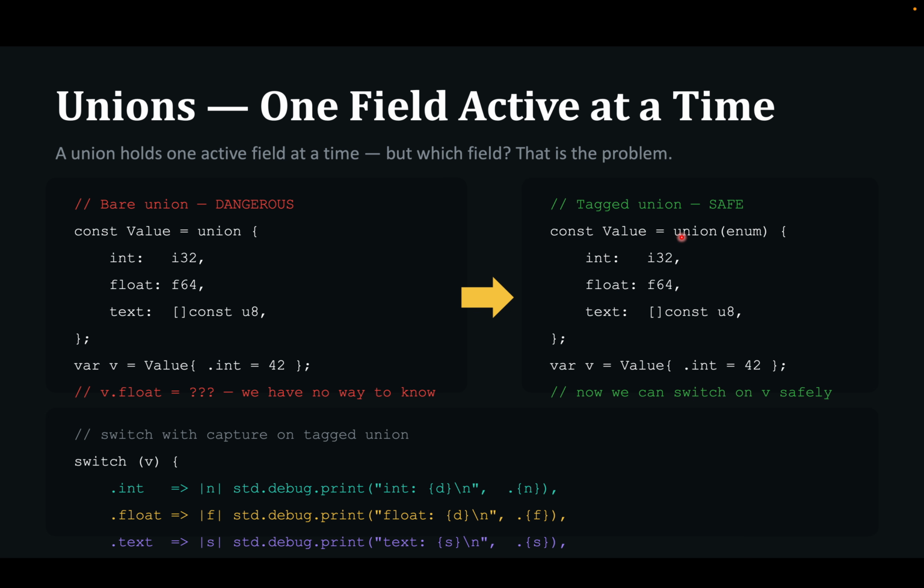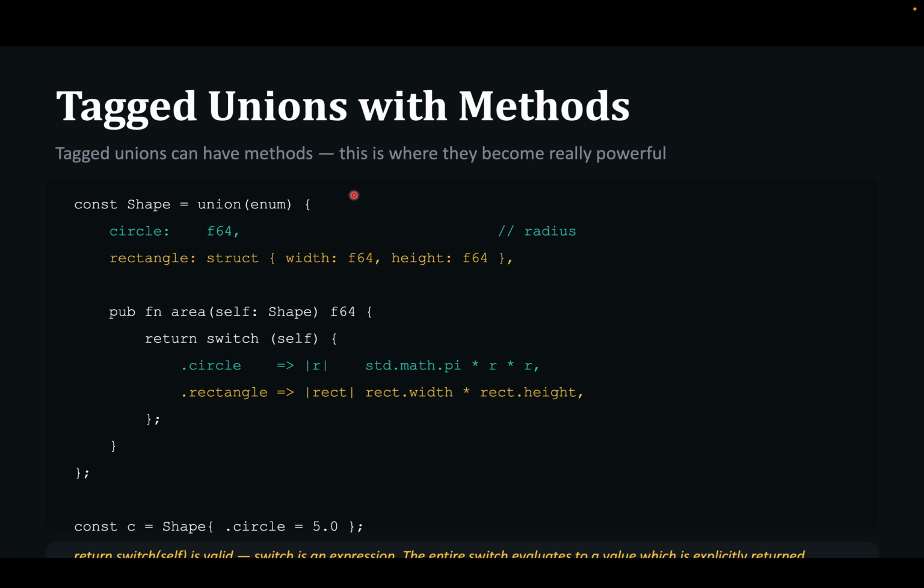What union enum does is basically create a tagged union, generating one variant per field. So instead of passing just union here, you're using enum here. This is the difference between a bare union and a tagged union. Now in the switch case, you can easily switch between int, float and text, which is not possible in the case of bare unions. Now, tagged unions with methods.